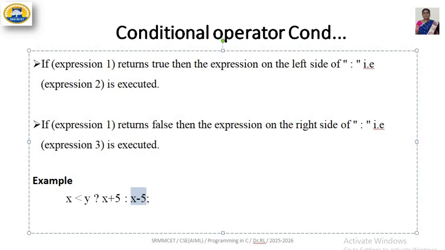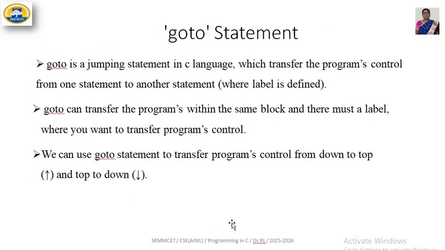Another decision making statement is the goto statement. Goto is a jumping statement in C language, which transfers the program's control from one statement to another statement. Goto can transfer control within the same block, and there must be a label where you want to transfer the program's control. We can use the goto statement to transfer program control from top to bottom, or from bottom to top. So it is implemented in two ways.